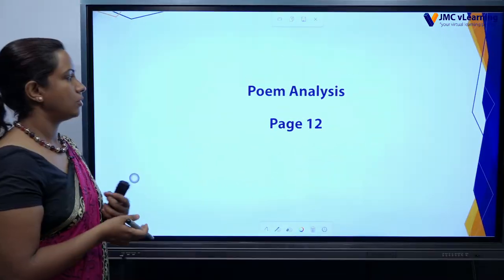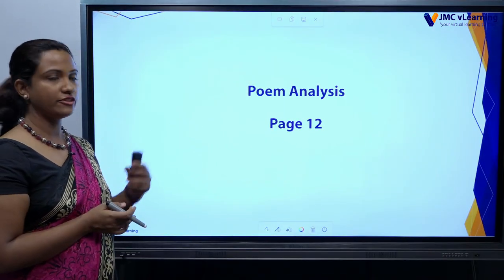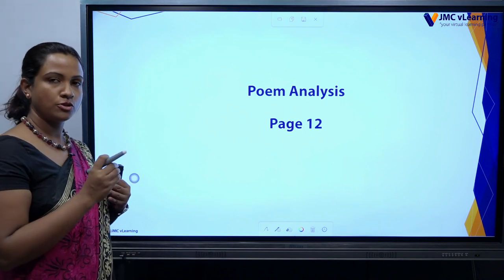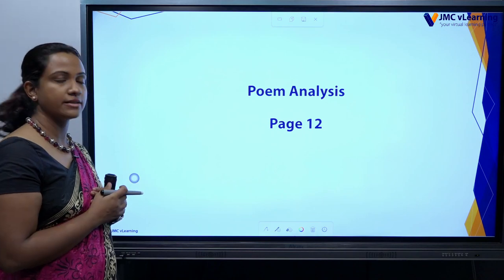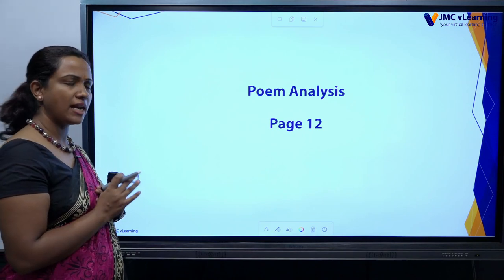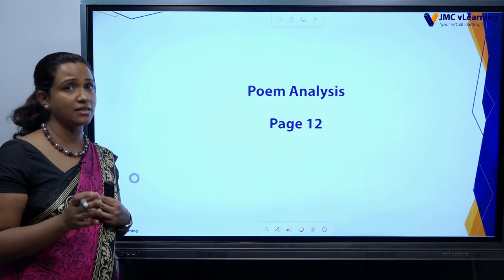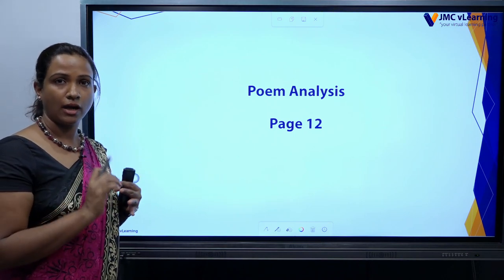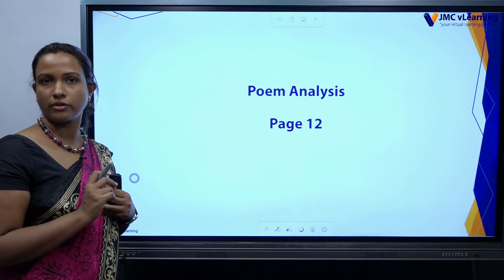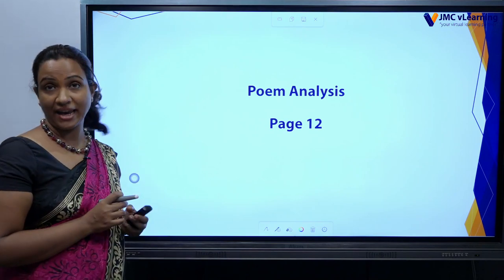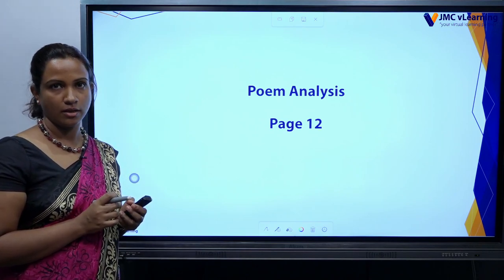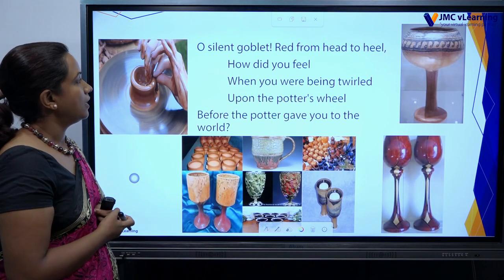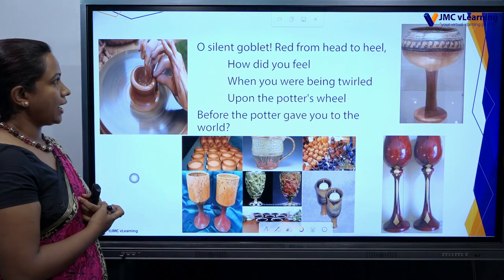In this poem, you all have to turn to page 12. That's the detailed poem analysis. So I'm going to talk about this poem. Please take down all the notes. If you have any difficulties, please refer to a dictionary, or also follow me and take down all the important notes. So turn to page 12 in your anthology book. Let's read the first few lines.